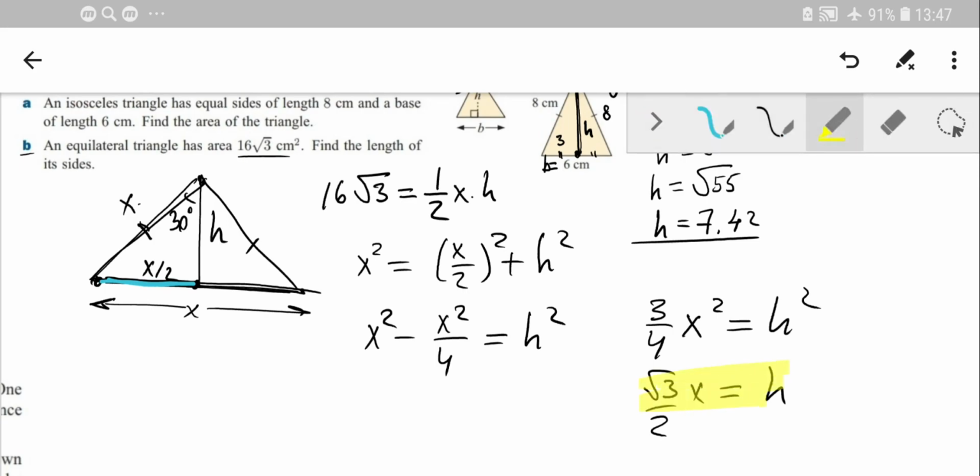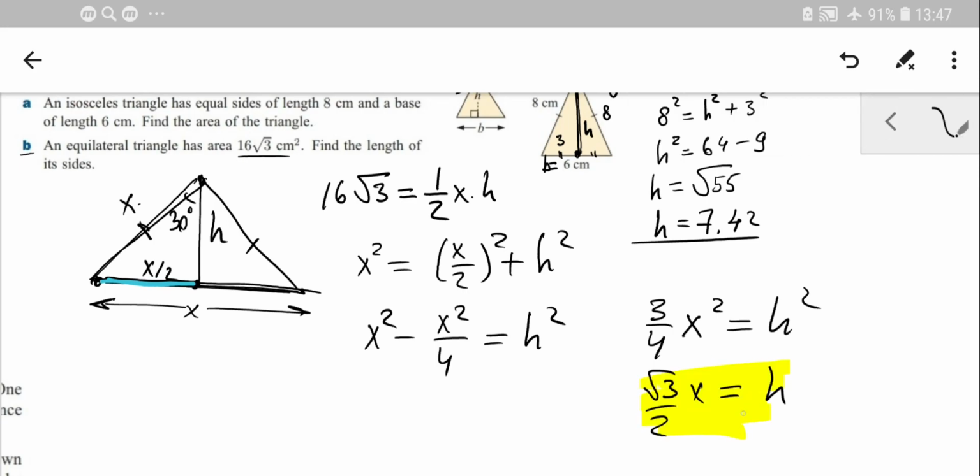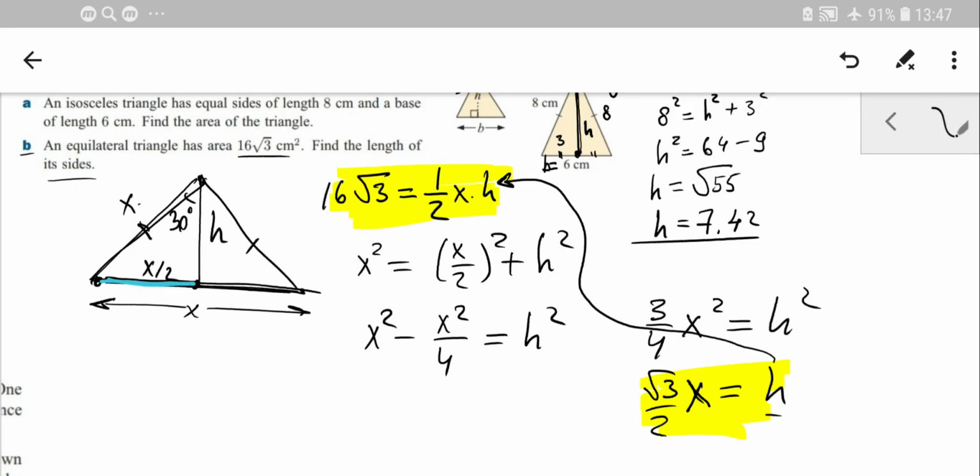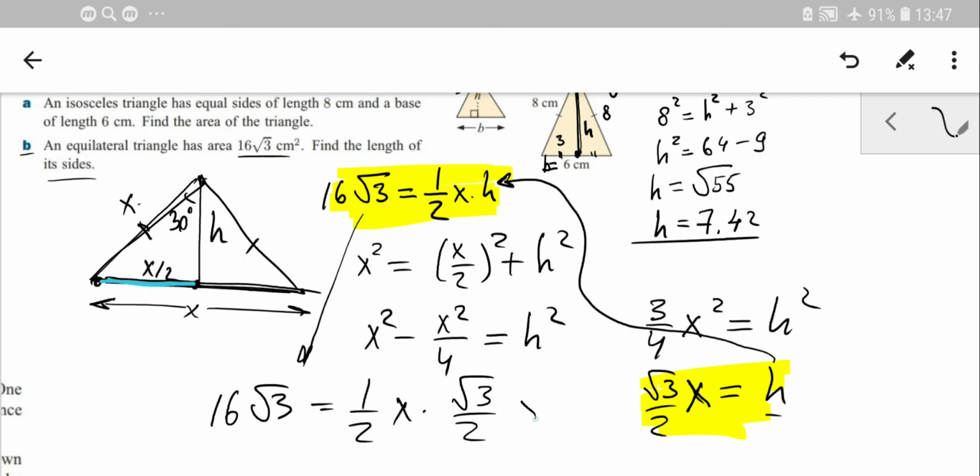So now we can use that and just plug it back in where we need to find the length of its side. So we don't need to have h. Instead, we will be focused on x. So this h goes back into the formula. We just connect, and basically this represents simultaneous equations. All right, so we'll get 16 square root of 3 from here, right, equals 1 over 2 x times h, and h is square root of 3 over 2 x.